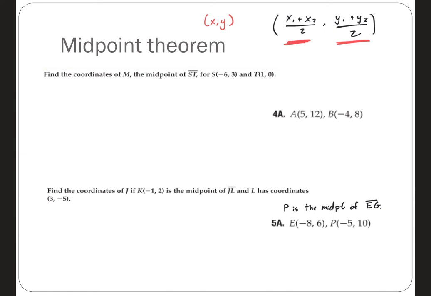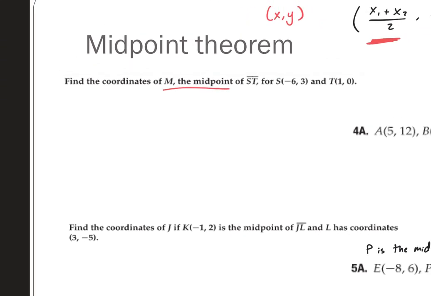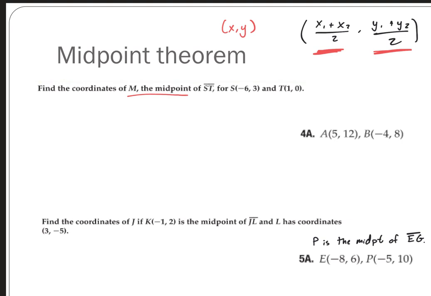So this first one, find the coordinates of M, the midpoint, of ST for S (-6, 3) and T (1, 0). All right, again, I am going to label my points. It just makes life easier, and it decreases the odds of mistakes. So I'm going to make this x1, this y1, x2, y2. Once I have that, plug it into my equation.